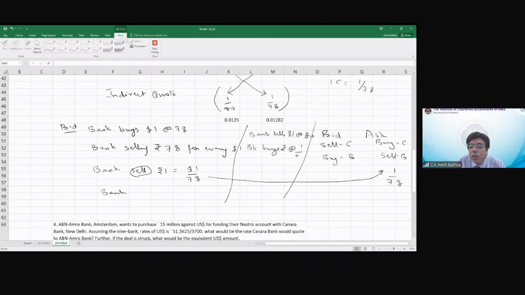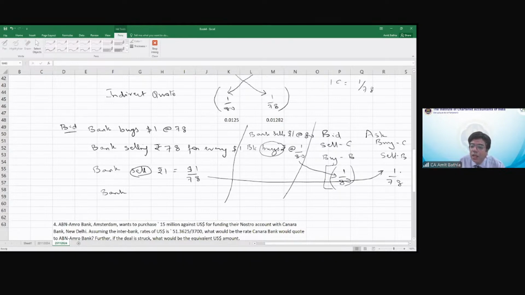1 upon 80. Are you with me? Yes, sir. And this now comes over here, right? Because the bank buys at this rate, which means the customer has to essentially sell at 1 upon 80.